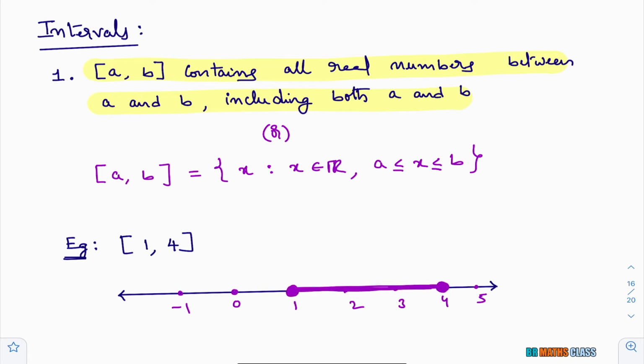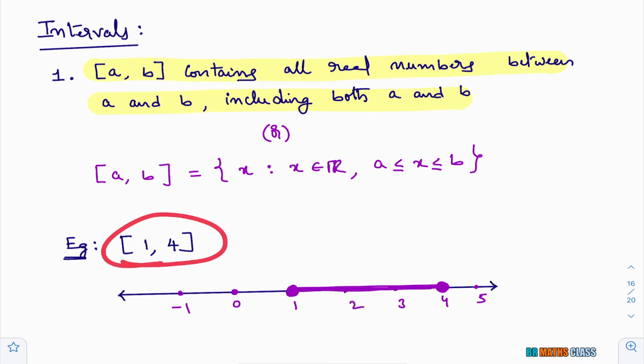Now my question is, closed interval 1 comma 4. In this interval, is 3.4 there? Yes or no? Yes. Closed interval 1 comma 4 contains 3.4 because 3.4 is somewhere here. All real numbers between 1 and 4 will be there in this interval. As it is a closed interval, 1 is also included, 4 is also included. I hope you are understanding.